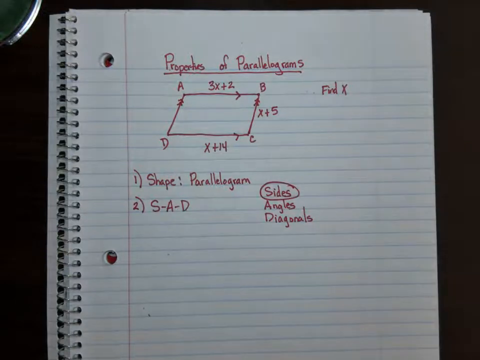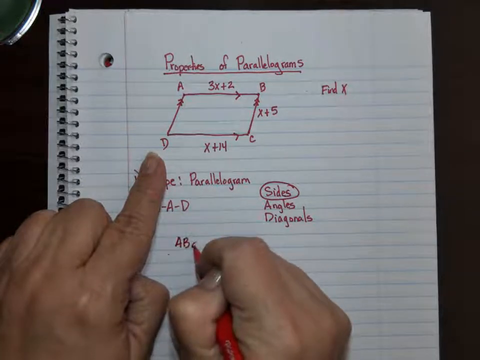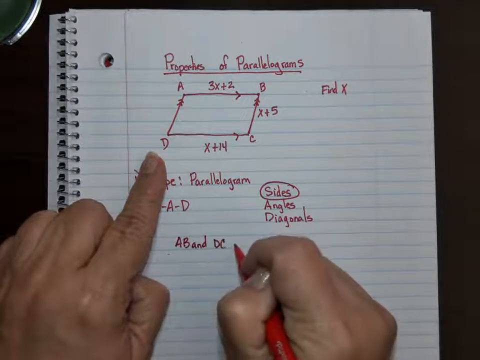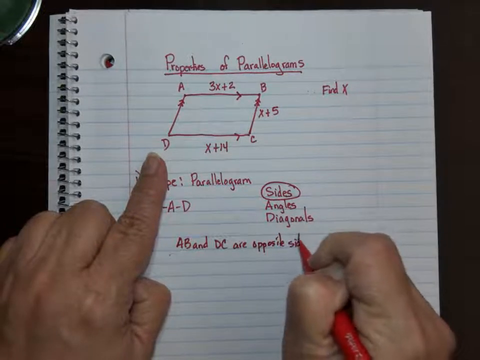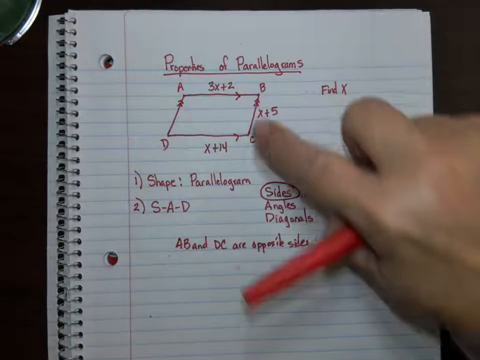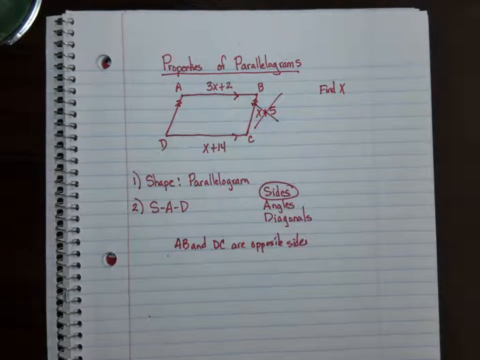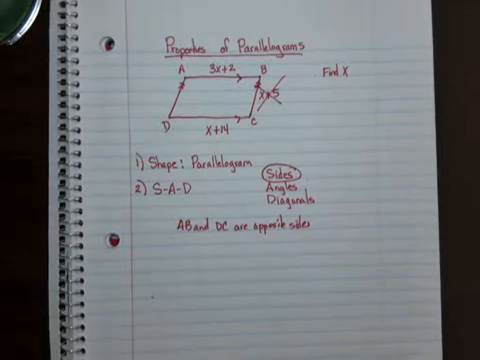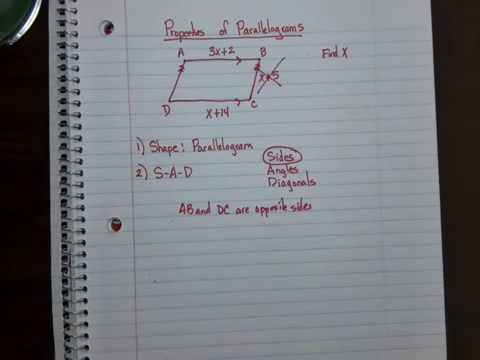So let's look at this. Which ones of these are opposite sides? Can you see that AB and DC are opposite sides? Because they're across from each other. So we're going to look at those two opposite sides, and this x plus 5, we don't even need that guy. So the opposite sides are congruent. That means they're equal to each other.